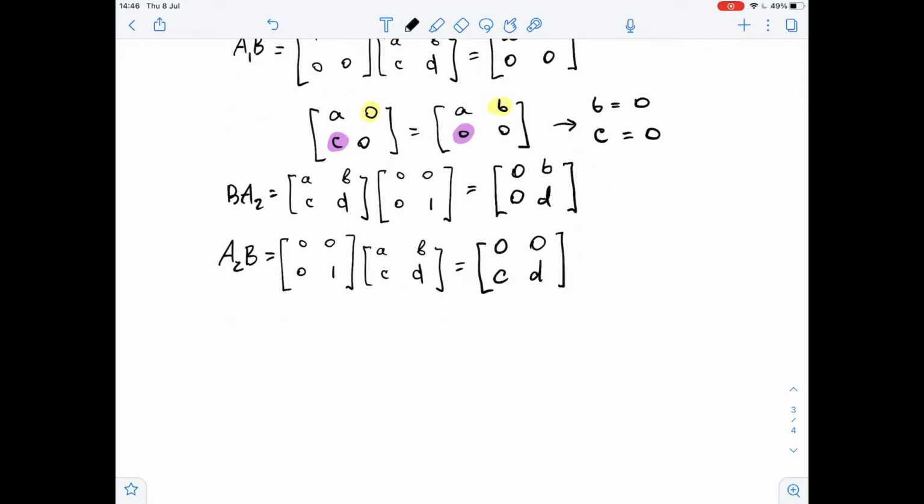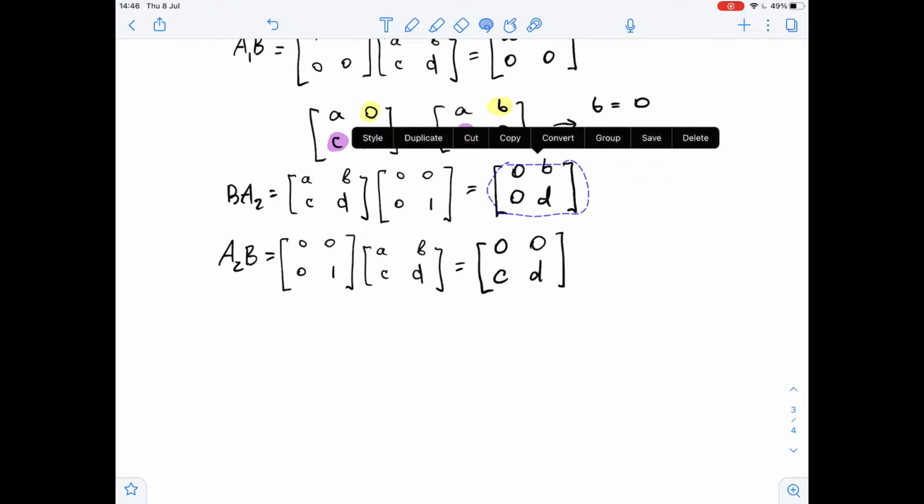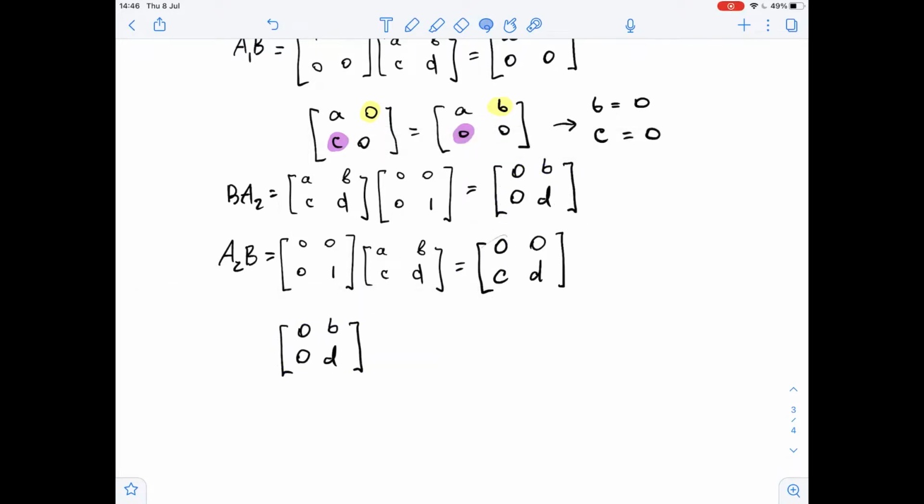So we get that these two matrices need to be equal. So this matrix equals this matrix. So again, we get that B equals 0, looking at this. Then we get that C equals 0 from this. So we have got the same thing. So it means that matrix B commutes with the given matrices if B and C equal 0.